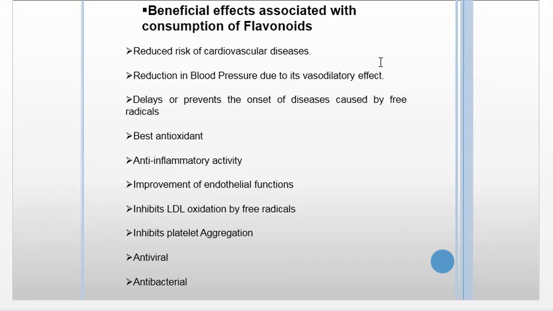Beneficial effects associated with the consumption of flavonoids. Which effects can we list here? Reduced risk of cardiovascular disease, reduction of blood pressure due to its vasodilatory effect, delays or prevents the onset of diseases caused by free radicals, antioxidant, anti-inflammatory activity, improvement of endothelial function, inhibits platelet aggregation, antiviral, antibacterial.